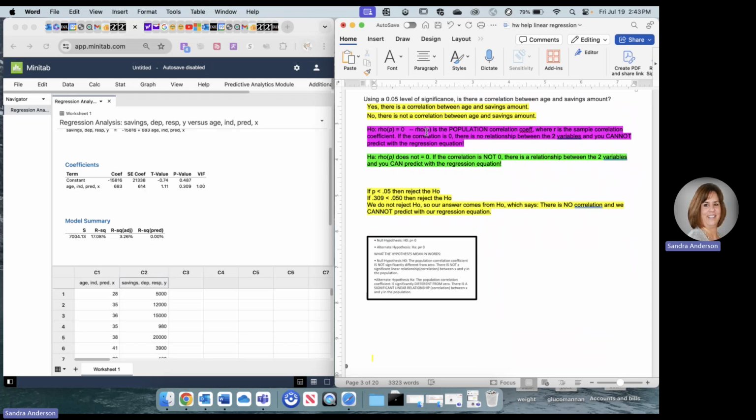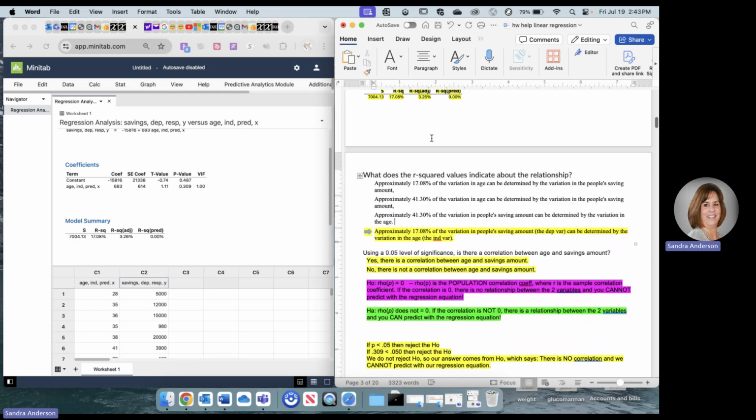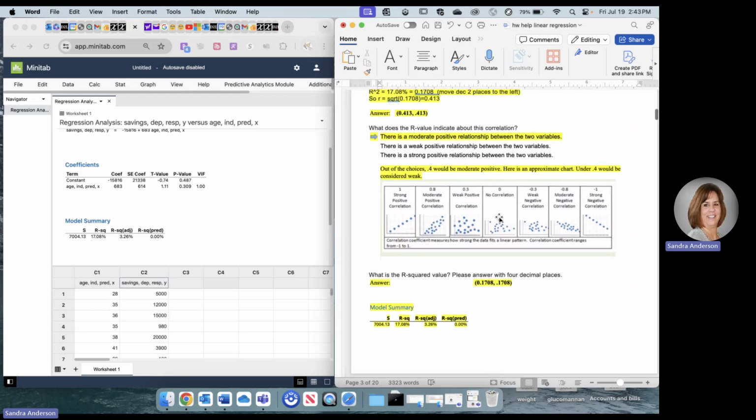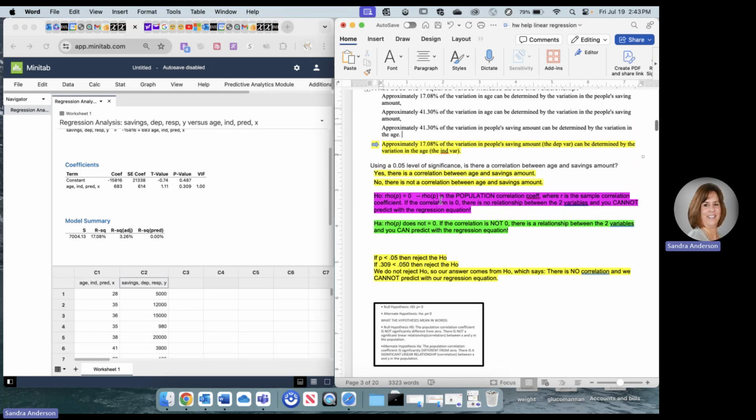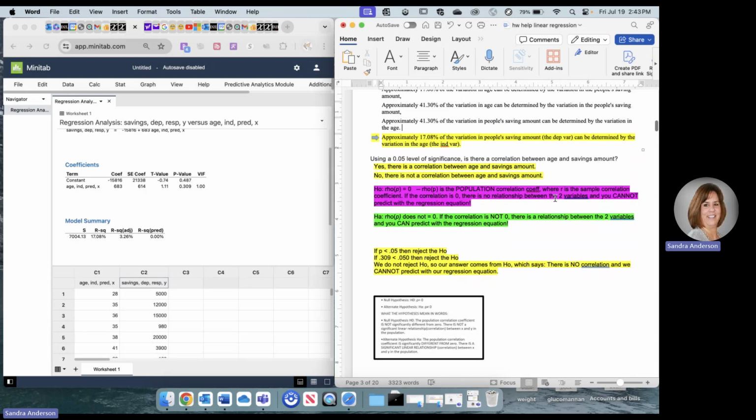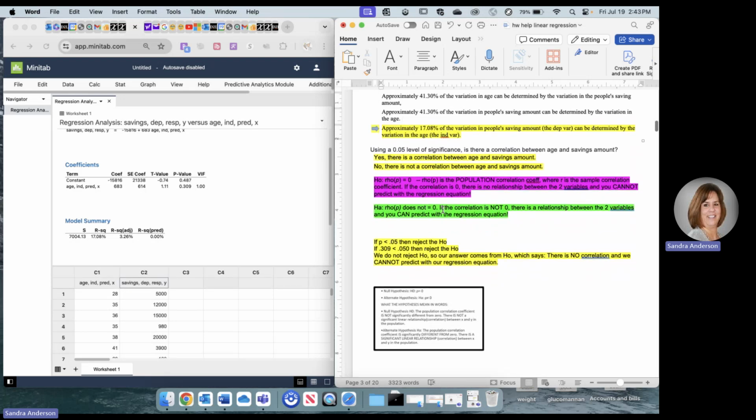If rho ends up equaling 0, remember the picture up here? There's no correlation. So if rho is 0, there'd be no correlation, and you cannot use the regression equation. If rho doesn't equal 0, the correlation is not 0, then we would determine that there's a relationship between the two variables, and you can use the regression equation to make predictions.